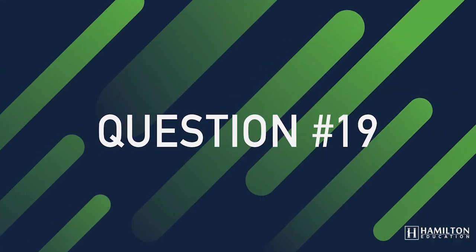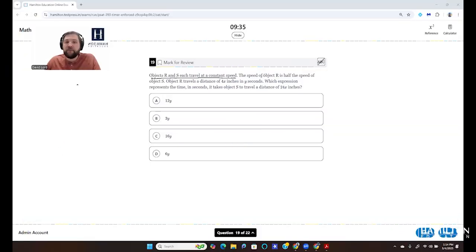Question 19. Objects R and S each travel at a constant speed. The speed of object R is half the speed of object S. So VR is equal to 1/2 VS. Again, I use V for velocity as a teacher, so you can also use S if you prefer. Object R travels a distance of 4x inches in y seconds. So its speed is basically 4x over y in inches per second.